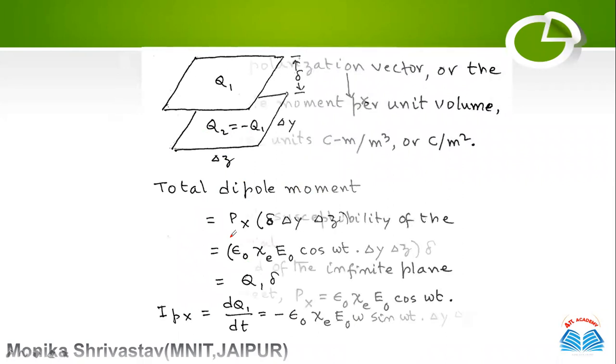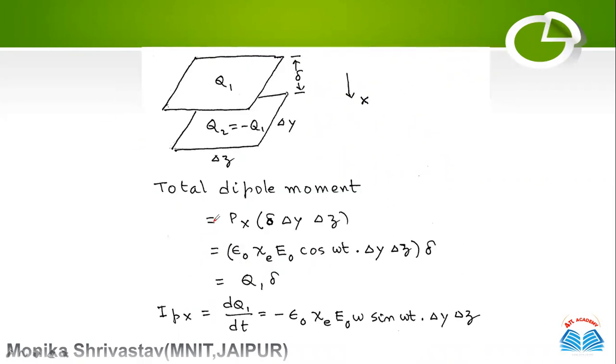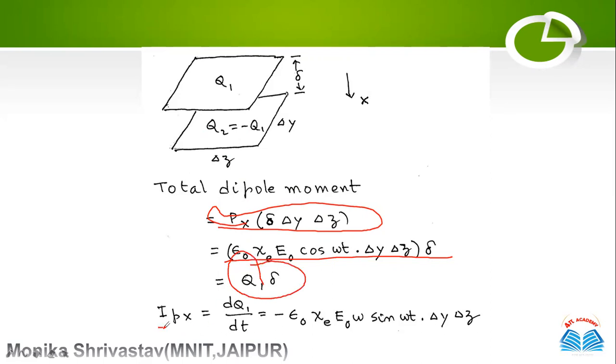According to this formula, what will it be? It will be px delta y delta z. Then just put the value of px. If we consider this whole as q1, then we get q1 delta. So I will be dq1 over dt, and this is your current in this case. So these are some specific results. This is an important example. This type of question was in the TIFR paper. You can see from there.